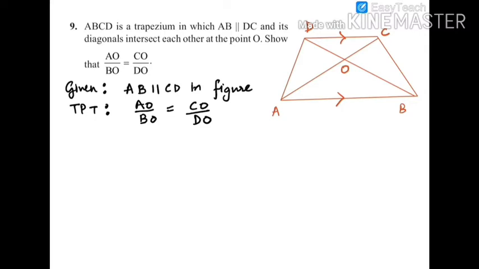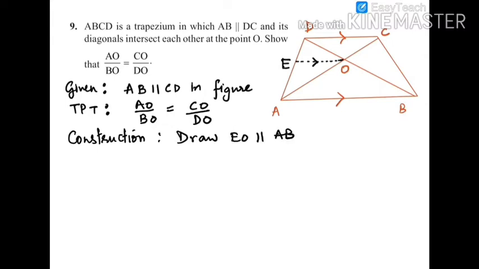In order to use basic proportionality theorem, we must have a triangle and a line that cuts two of its sides and is parallel to the third side. In this figure, we have many triangles, but we don't have a line cutting its two sides. So, we are going to obtain that by some construction. So, we will draw a line EO that will be parallel to AB.